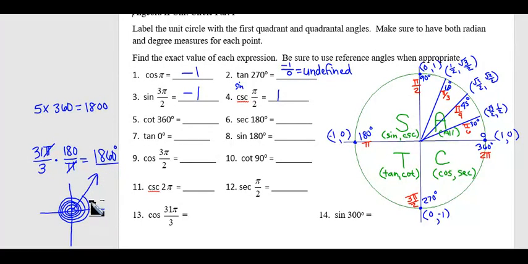Now, what you're going to do on all of these is find that reference angle. The only 3 reference angles that you're going to have on this worksheet are either going to have an answer of 30, an answer of 45, or an answer of 60. We're going to use these reference angles to find our answer.